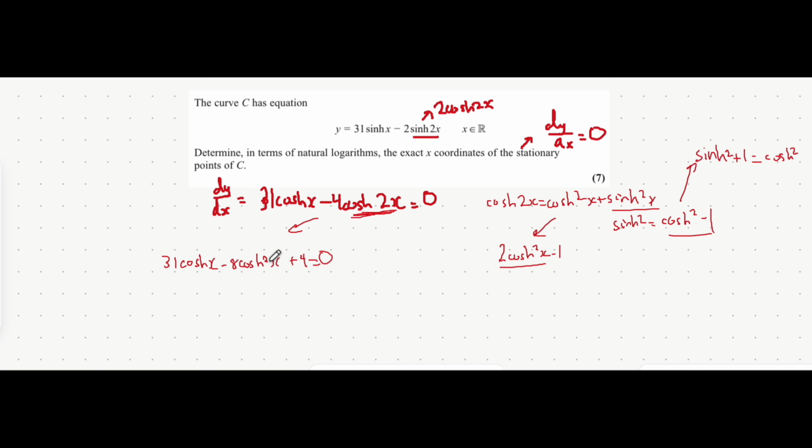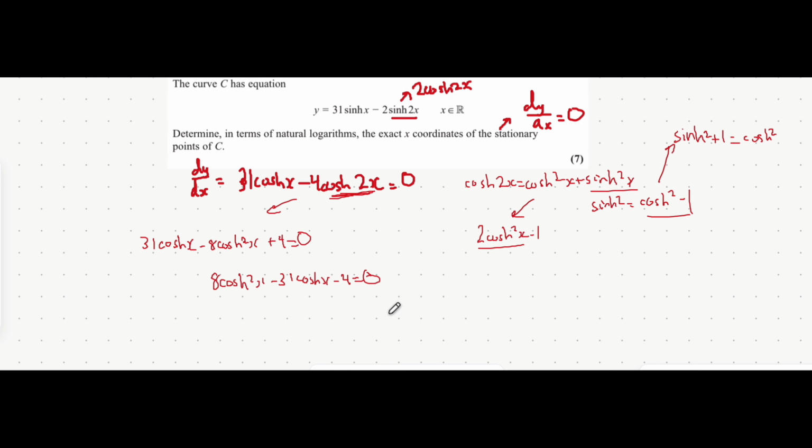To clean this up and make it look more like a quadratic, I'm just going to put the square term first, which will be 8 cosh squared x minus 31 cosh x. By the way, I'm just moving everything to the right hand side, but you could easily just multiply everything by minus 1. And then minus 4 would all equal 0. Great. Now that we've got to this format, we can solve this in terms of a quadratic for cosh x.